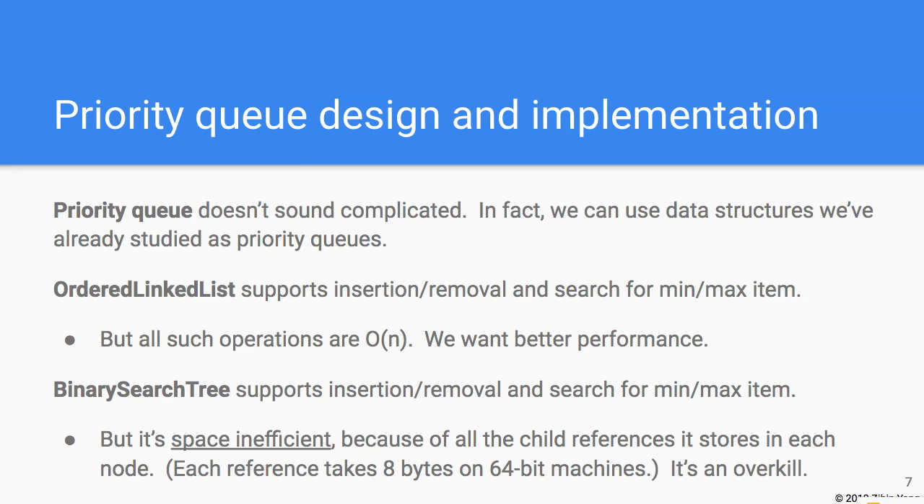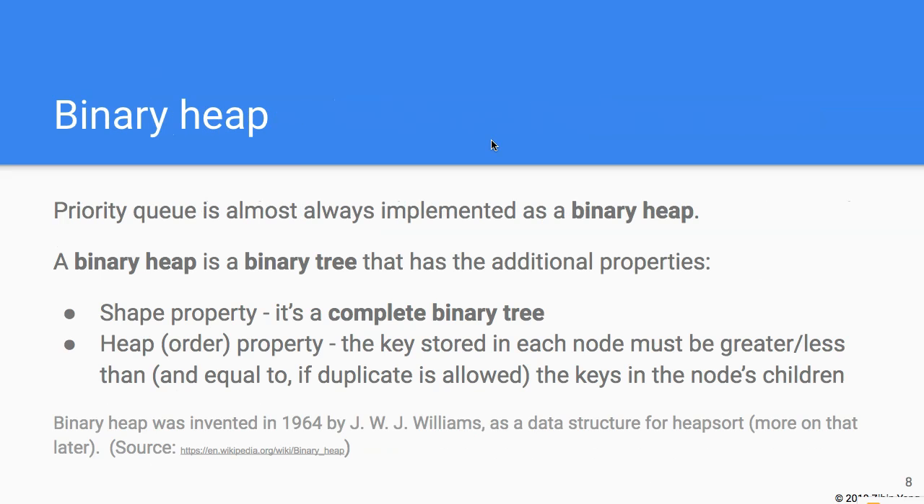It supports all sorts of other operations. Now, we really don't need most of those other operations for a priority queue. So instead of using one of the data structures that we've already studied, a priority queue is actually usually implemented as something called a binary heap.